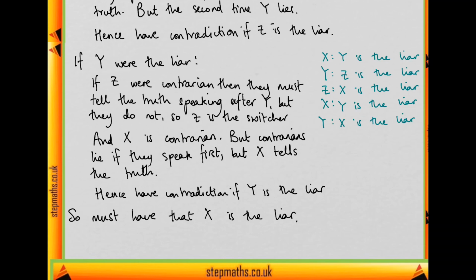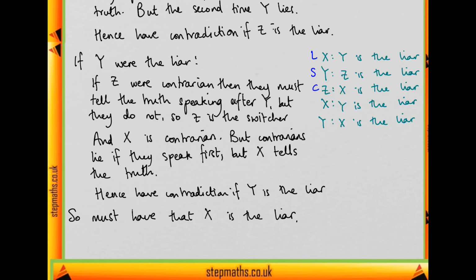And let's just check that this works. So if X were the liar, then one of Y and Z would have to be the contrarian and the other would be the switcher. But if Y were the contrarian, they would be speaking after a liar, and so they need to tell the truth. But they don't tell the truth, so Y can't be the contrarian, so Y must be the switcher. And so we see that Z must be the contrarian.